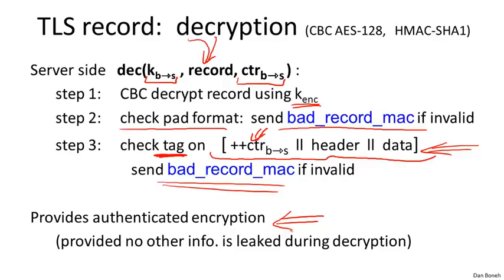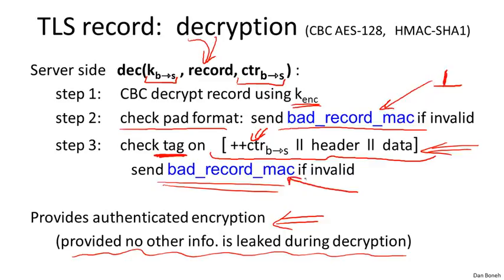fact authenticated encryption. However, it's only authenticated encryption if no other information is leaked during decryption. And we're going to see some cute attacks on TLS if there is information being leaked during decryption. I should say that this bad record MAC alert basically corresponds to the decryption algorithm outputting this reject symbol, the bottom symbol, meaning that the ciphertext is invalid. And as long as there's no way to differentiate between why the ciphertext was rejected, in other words, the decryptor only exposes the fact that a rejection took place, but it doesn't say why the rejection happened, this is in fact an authenticated encryption system.